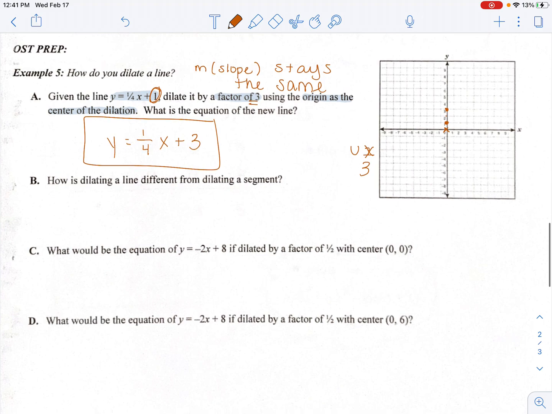So dilating a line, it's not going to change the length of it. It only changes the y-intercept.